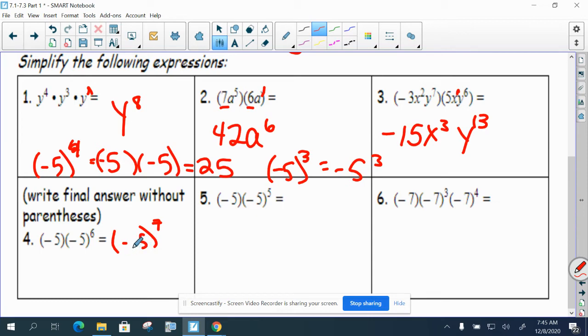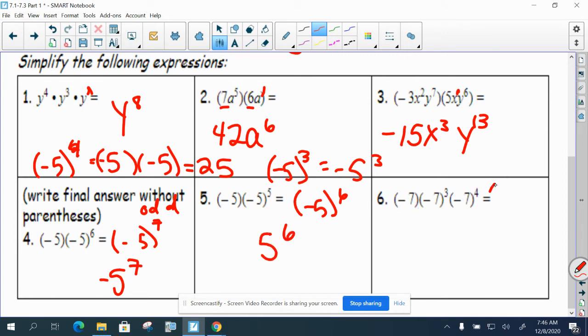So you'd have to say, okay, is this going to be positive 5 to the 7th or negative 5 to the 7th? Well, since the 7 is odd, the exponent is odd, that means the power is going to stay negative. So negative 5 to the 7th. Now here, it would be negative 5 to the 6th, because 1 plus 5 is 6. And since the exponent is even, the power is going to become positive. So this would be positive 5 to the 6th.